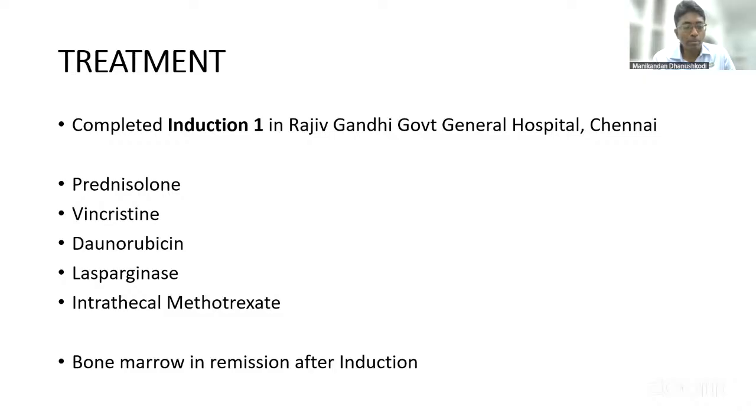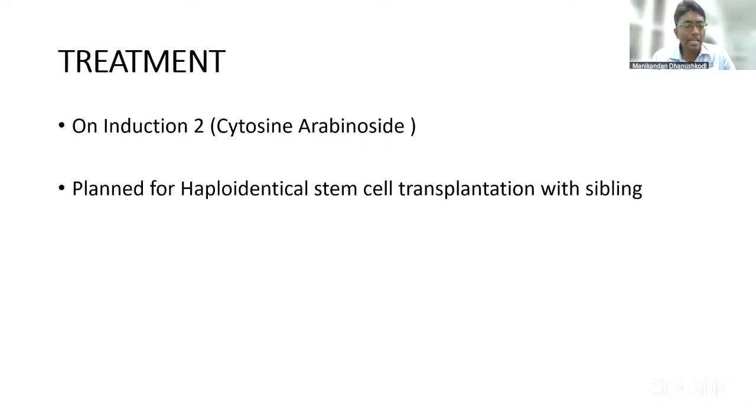So for acute leukemia, ALL, induction comprises multiple chemotherapy drugs that include a steroid backbone, prednisolone, vincristine, daunorubicin, L-asparaginase, and intrathecal methotrexate. Subsequently, his bone marrow was in remission. Currently, because this boy doesn't want to go to Chennai, he is receiving induction 2, that is cytosine arabinoside, in Thoothukudi. And he has also been planned for haploidentical stem cell transplantation with his sibling in a few months.